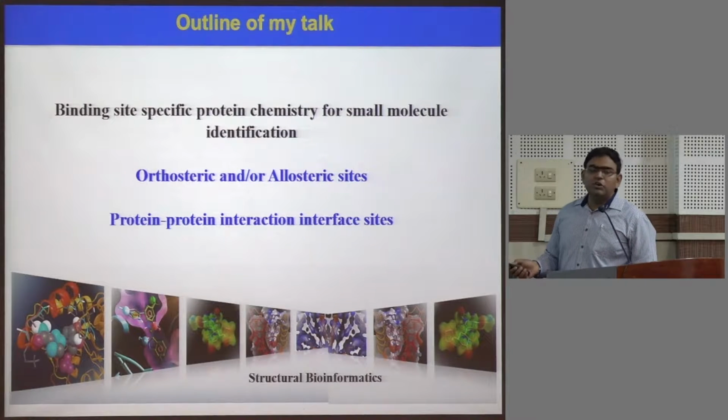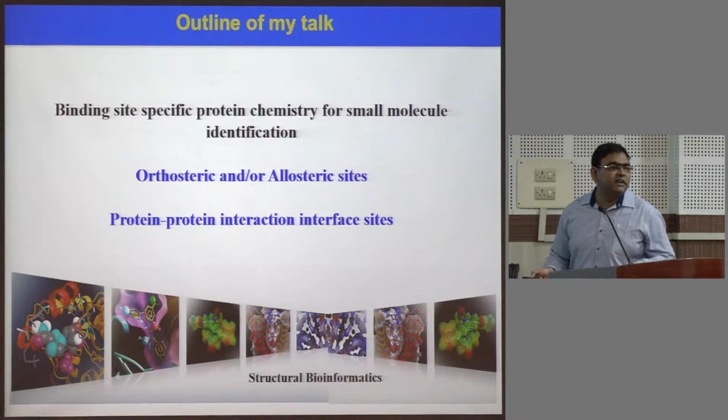Here I am going to talk about two main things from the drug discovery point of view. First is developing binding-site-specific protein chemistry. If you know your binding pocket, the architecture of the binding site where you imagine your drug can bind, in a static protein that site is called an orthosteric or allosteric site, where the drug binds and either modulates or perturbs the biological function. The other is the interface site, which is localized at the protein-protein interaction surfaces.